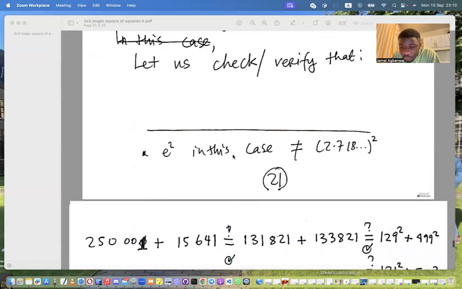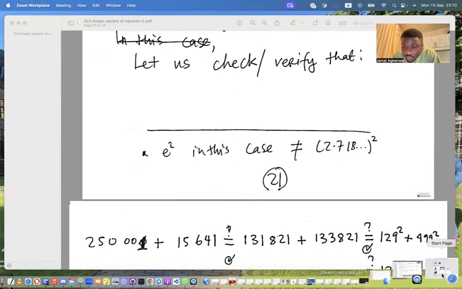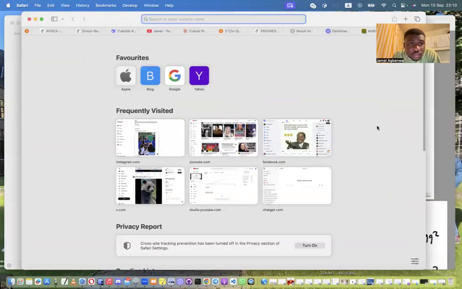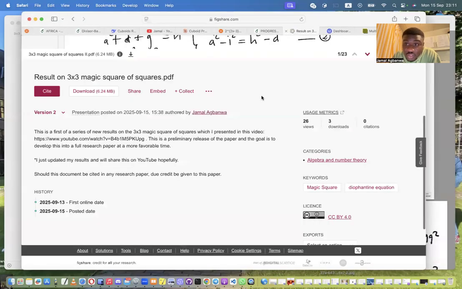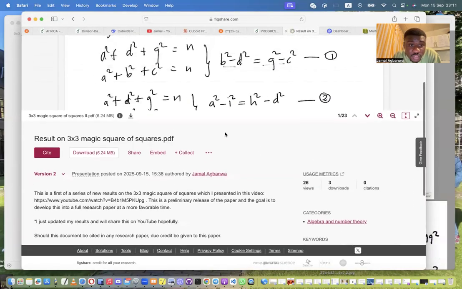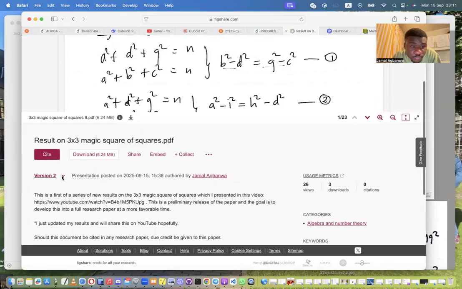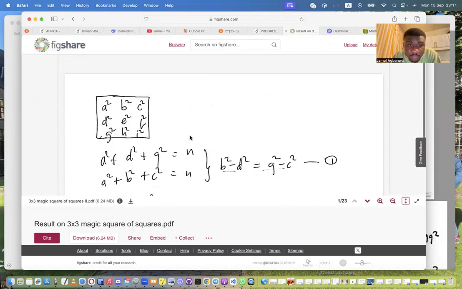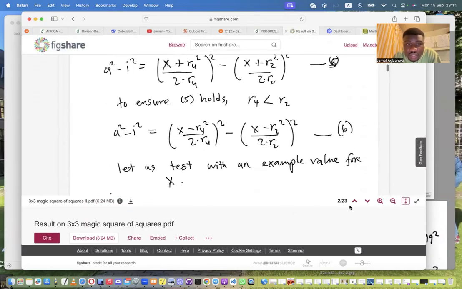So I think right now I would only share, yeah, this was where I left the results. I updated my results, so you find out that this is a version 2, and this is 23 pages.